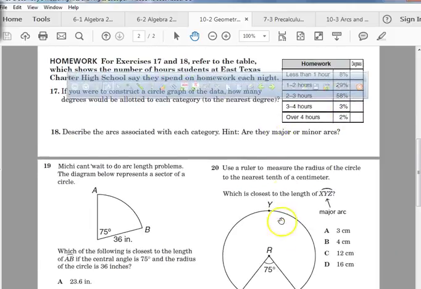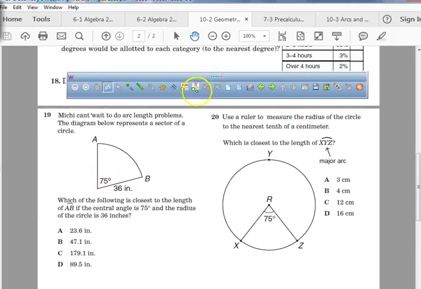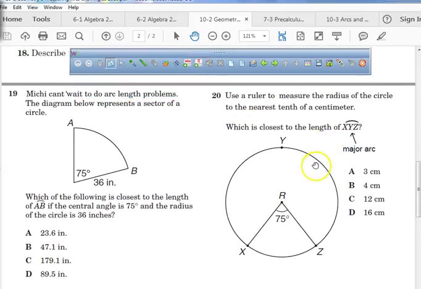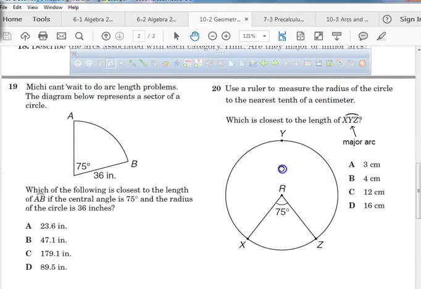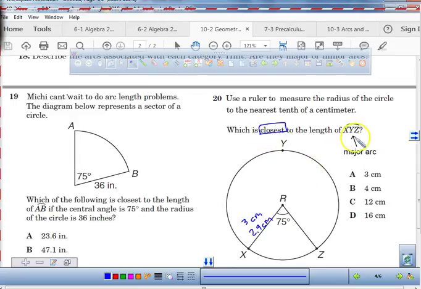All right. By the way, all we're going to do right now is problem number 20. We're not going to do 19 because that's Michi's problem. It's really easy. So we're going to let you guys do number 19. Problem number 20 says use a ruler to measure the radius of the circle. I've already used a ruler on this, so I'm going to let you guys know. Some of you may have gotten 2.9 centimeters. Some of you may have gotten 3 centimeters. So we have to figure out which one is going to be the closest to X, Y, Z. I'll say that real quick. X, Y, Z. There you go.